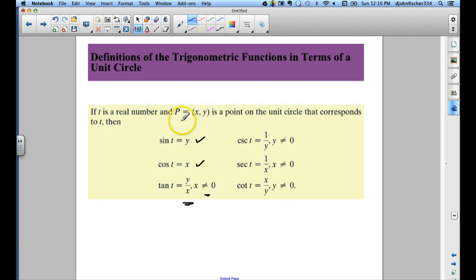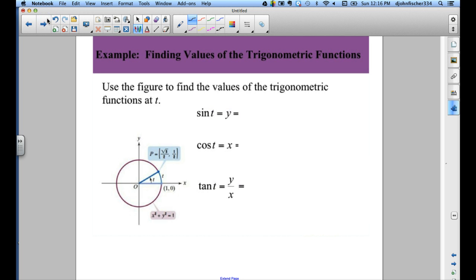Now t is a real number, and we're dealing with the point x, y, because my r is 1. It's a unit circle. Use the figure to find the values of the trigonometric functions. Here's my angle. Sine of t is my y coordinate, so here sine is 1/2. Cosine t is the x coordinate, which is square root of 3 over 2. It's hard to read, but it's square root of 3 over 2.